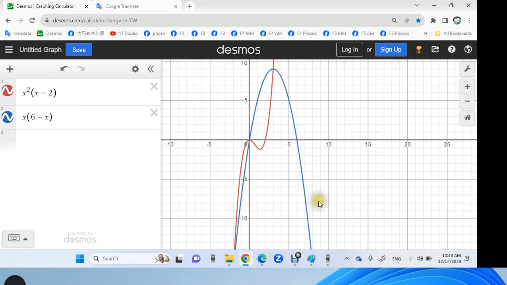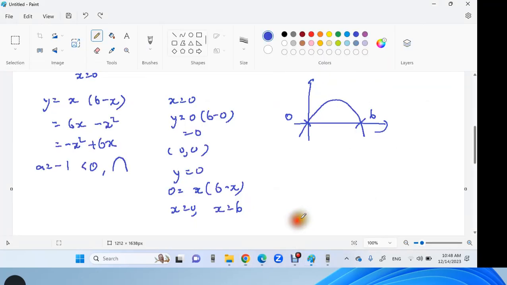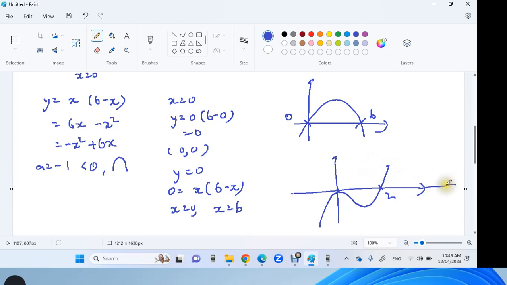So what we have here is something like this. We have this one. This is the curve, and 2 is here. And we have the 0, 6. 6 is somewhere here. Then it is somewhere.